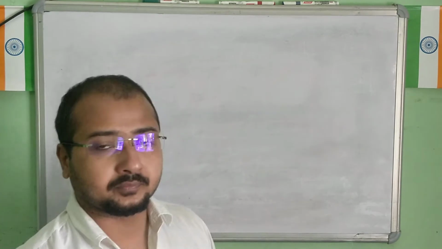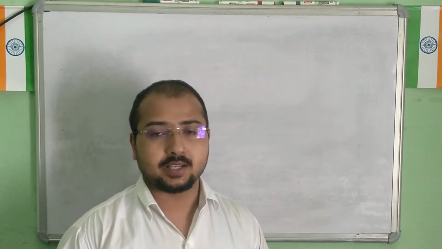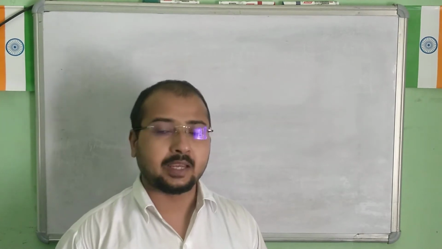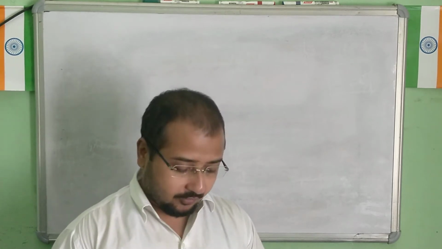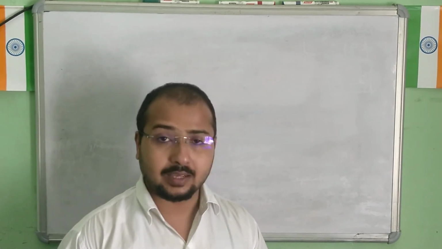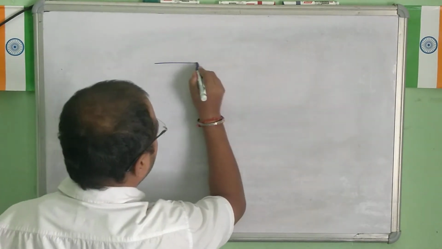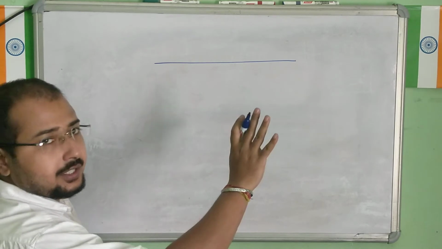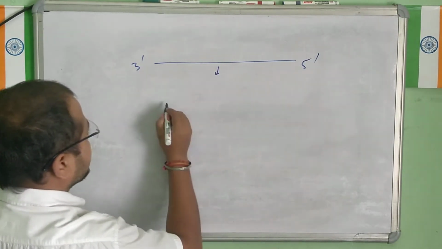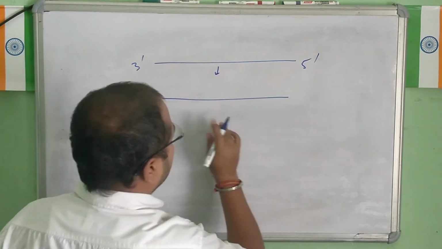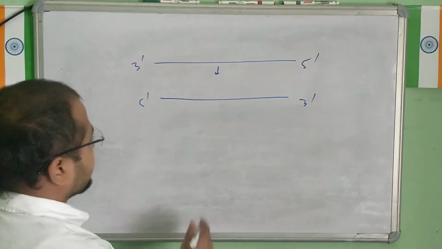Hello students. Now in this video I am going to share with you the post transcriptional process which mainly takes place in the eukaryotes. Okay, so we have already seen the production of the mRNA. Okay, so this is the DNA strand 3 prime 5 prime from which we have seen that the RNA is produced. Okay, so this is the RNA.